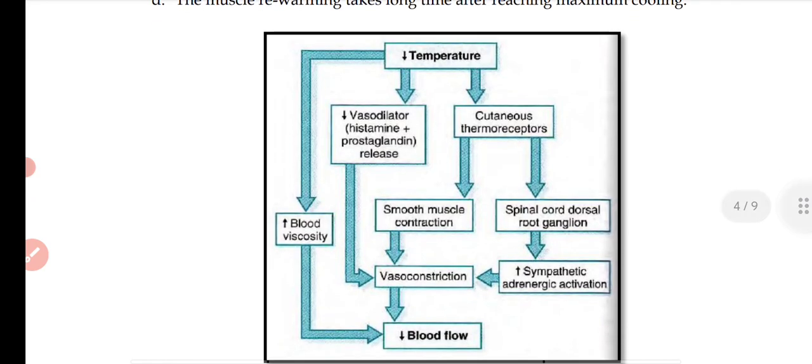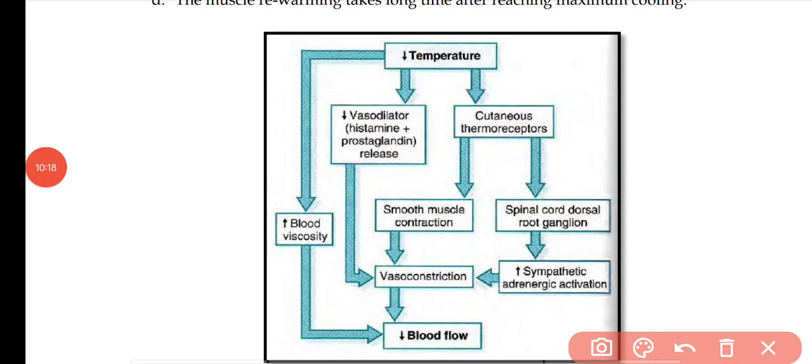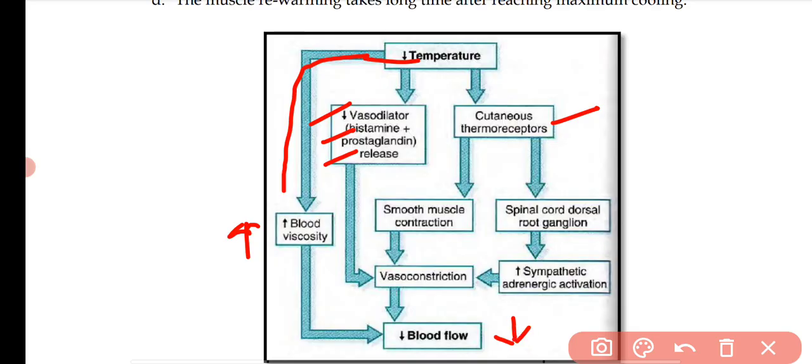Here is the schematic diagram where the temperature in the midpoint, temperature. Here is the vasodilator, which vasodilators are the histamine and prostaglandin and the cutaneous thermoreceptors. And temperature directly affects the blood viscosity, which increases. Thus, after the blood viscosity increases, the blood flow decreases, which is inversely proportional.